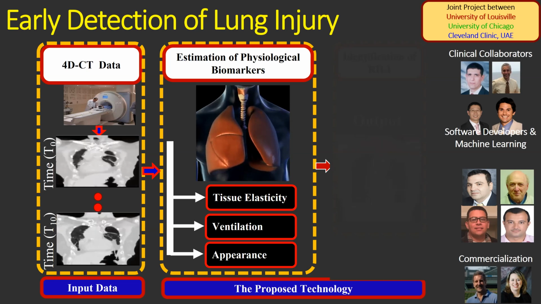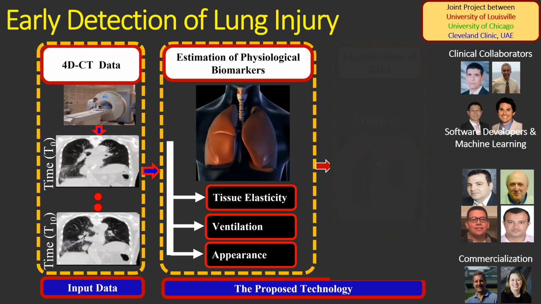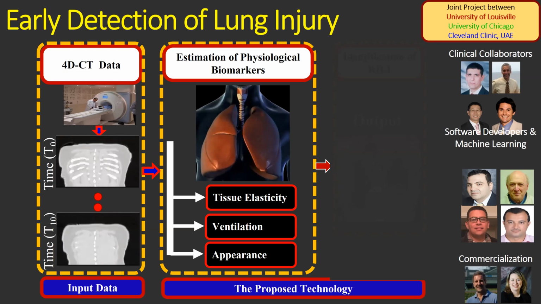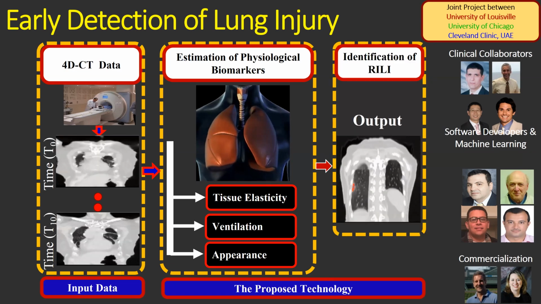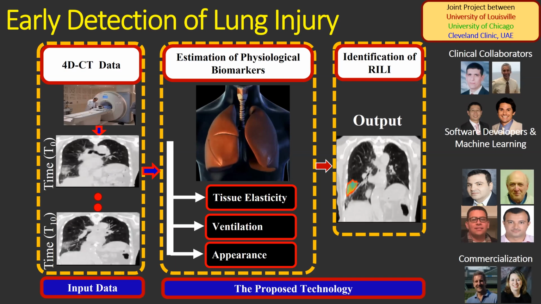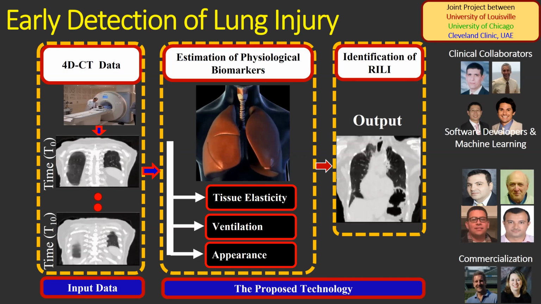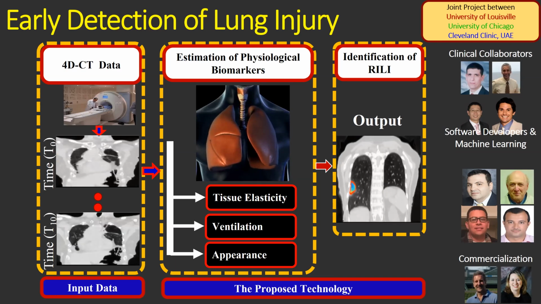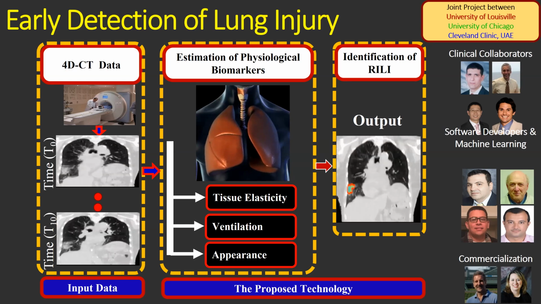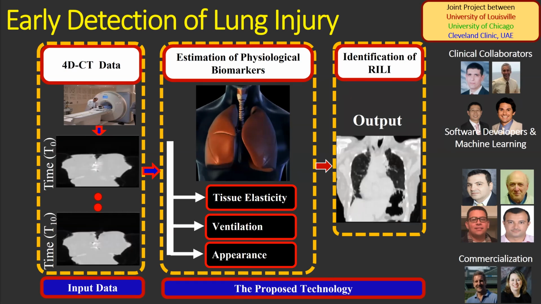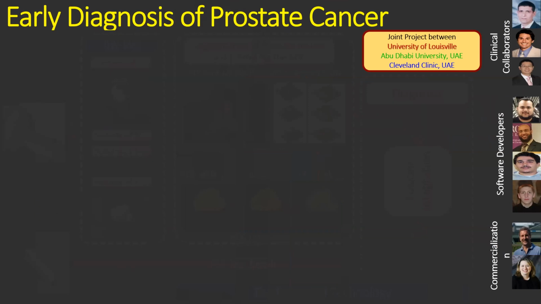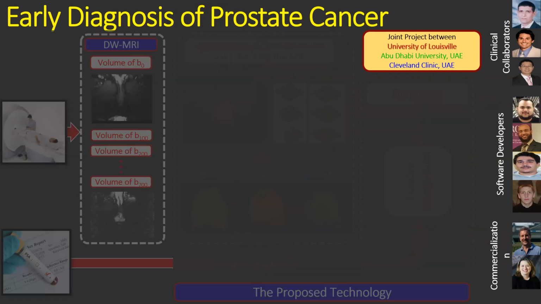And by the way, this is a technology that right now we use for COVID-19 to tell who has to be put under ventilation, based on measuring the ventilation and how elastic the tissue is. This is one of the current projects right now in the lab for COVID-19. For prostate cancer, I mentioned this.